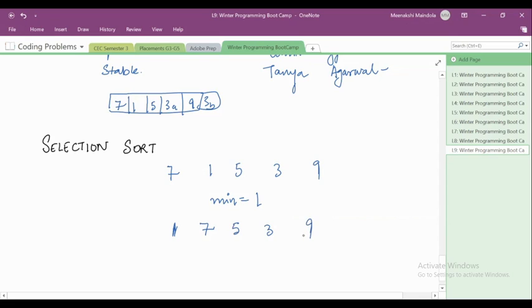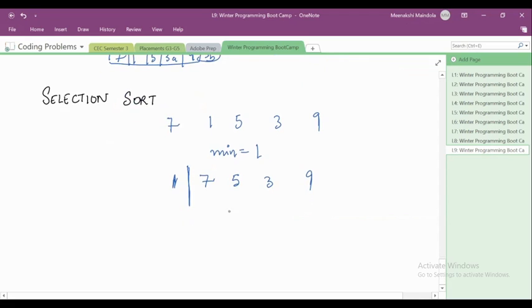Okay, now what happens? You consider that this part of the array is already sorted, so you do not touch this particular part of the array. You are going to now consider only the remaining part of the array here.